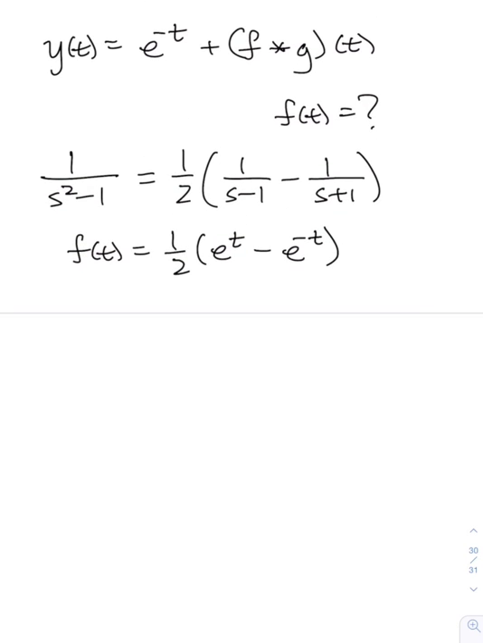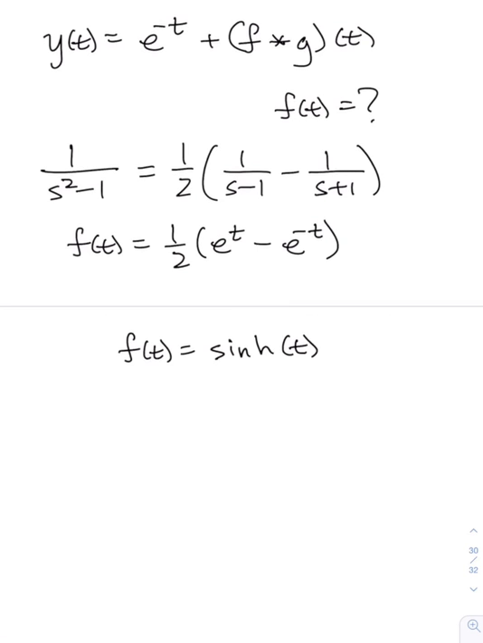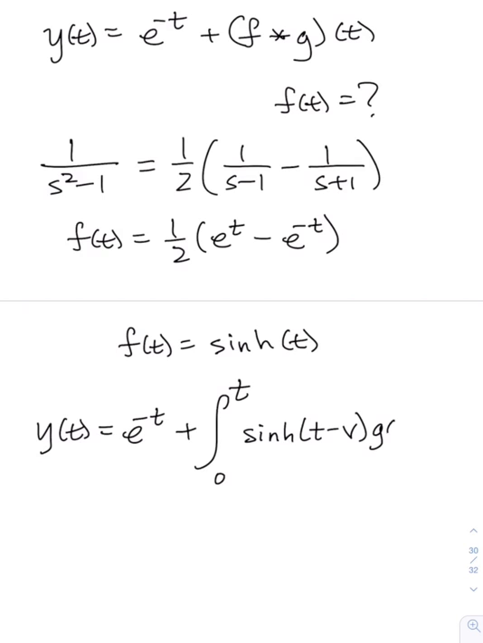And you could leave it like that, but you may recognize that that is, in fact, the definition of the hyperbolic sine, or sinh. So f of t is sinh of t. And if you didn't know that, if you haven't learned that, if you've never seen that, that's okay. You could just leave it as 1/2 times e to the t minus e to the negative t. It's the same thing. All right, then what do we get? Then I can put that into my formula for y of t. I've got e to the negative t plus, and now I have a convolution. So write the definition, integral from 0 to t, f of t minus v. So that's sinh of t minus v times g of v dv.